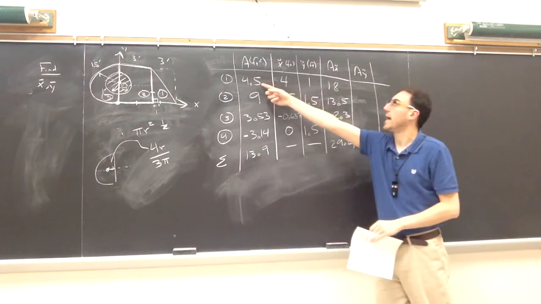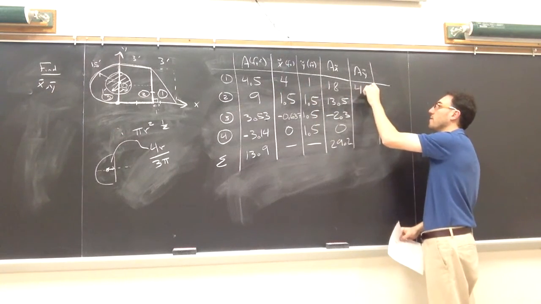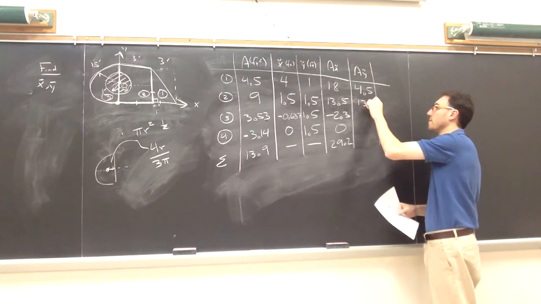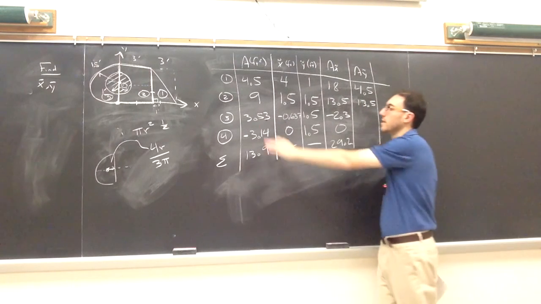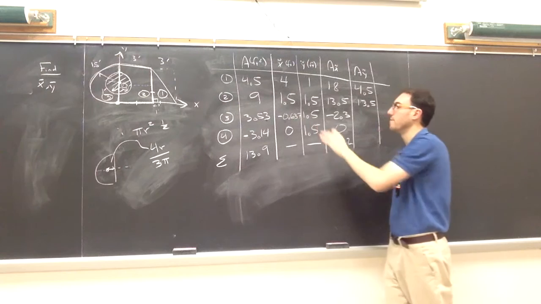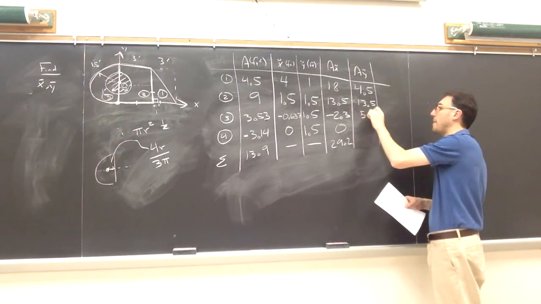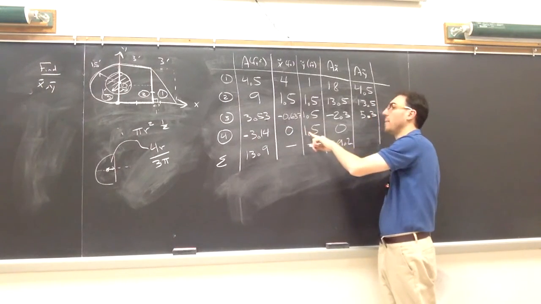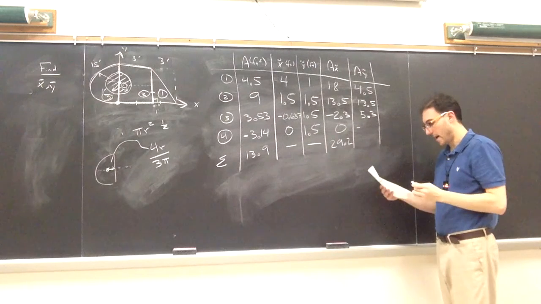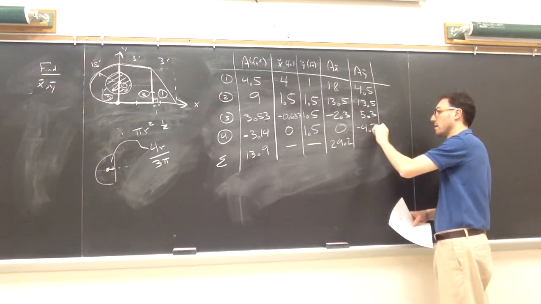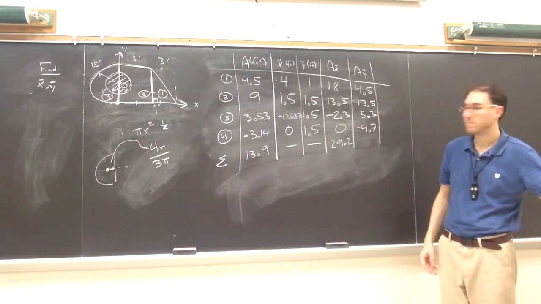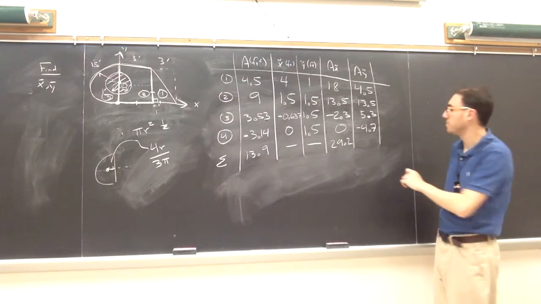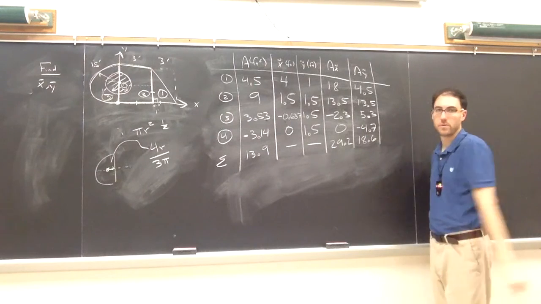Same thing in the y. Area times my y will give me 4.5. 9 times 1.5 gives me 13.5. Positive area, but now my y tilde is positive, gives me about positive 5.3. And here I have a negative area, but a positive y tilde. So I get a negative value here, 4.7. Now I sum down this column, and I get 18.6 for my total.